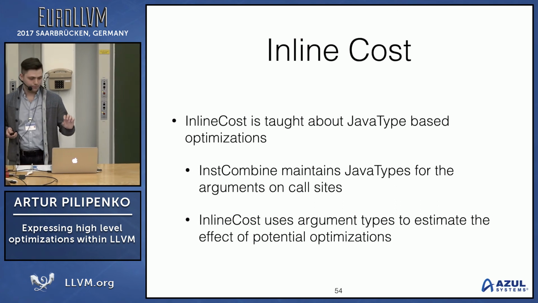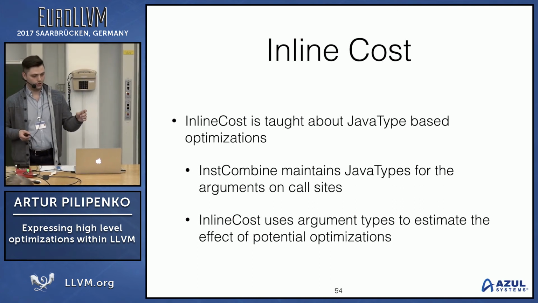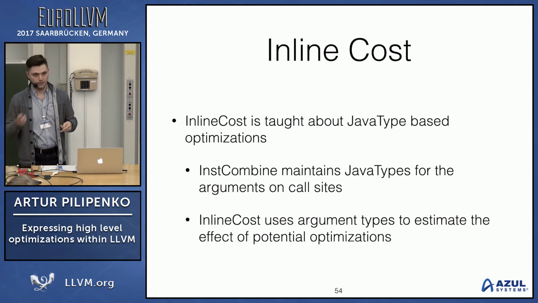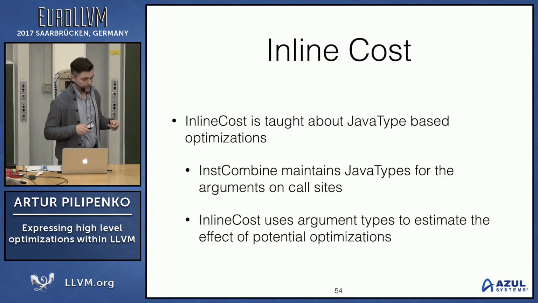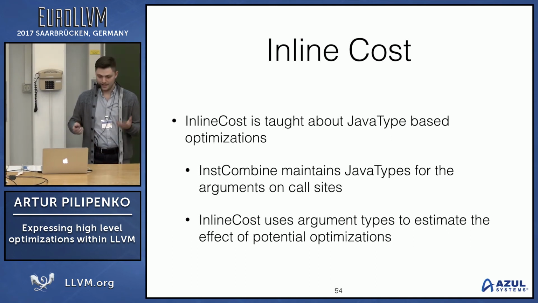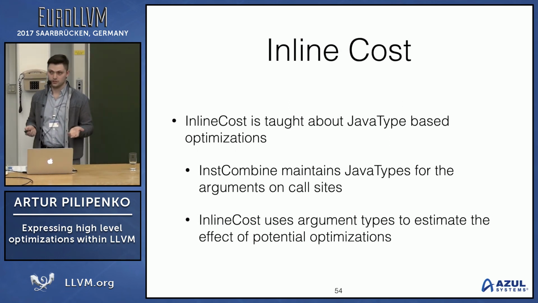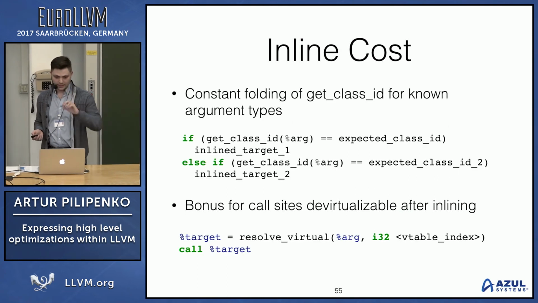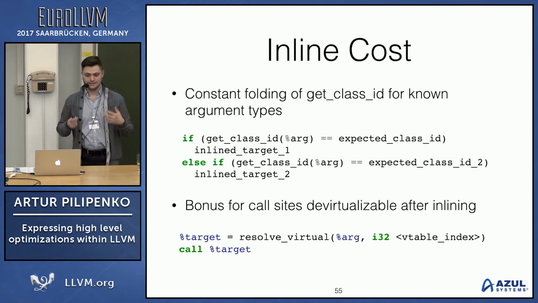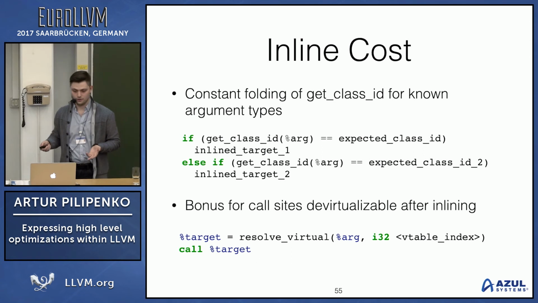So we made InstCombine maintain Java types on arguments of call sites. We attach this information using attributes for arguments, and we made Inline Cost use the information from argument types to estimate the effect of potential optimizations. Here's a couple of examples which can significantly affect the inline cost.